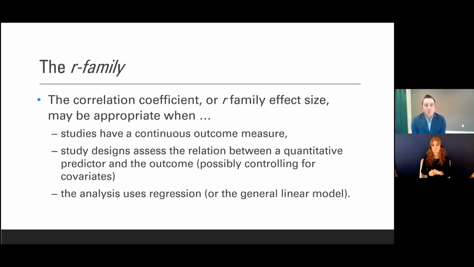And I'll pause for a second to say we'll switch lanes here and talk now about the R family. The R family, or the correlation coefficient family, is when we have studies that all measure continuous outcome measures, but now we're looking at the quantitative relationship between two variables. And often the predictor variable here is also a continuous variable. So maybe you're interested in looking at the relationship between depression and anxiety, two pretty common measures in the literature.